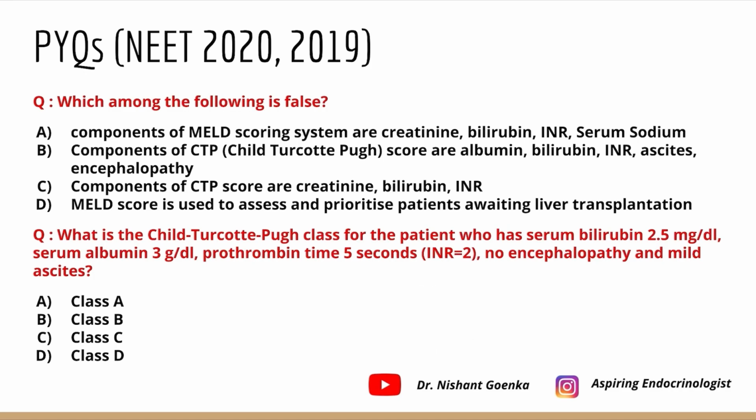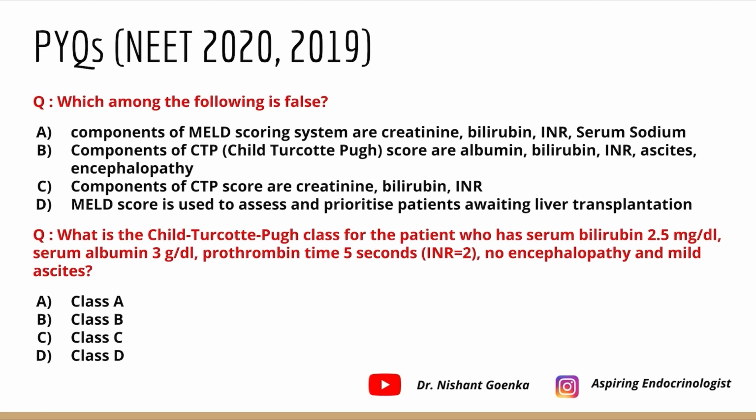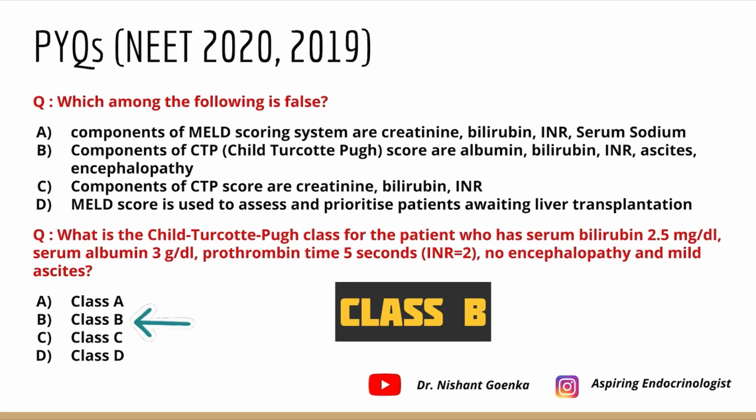Serum albumin 3 gram, so it is between 2.8 to 3.5, it gets a score of 2. P time is 5, that is between 4 to 6, so it gets a score of 2. No encephalopathy gets a score of 1, mild ascites gets a score of 2. So if you add it up, it's 2 plus 2 plus 2 plus 1, so it is 9. Any score between 7 to 9 is class B. So the answer here is class B.